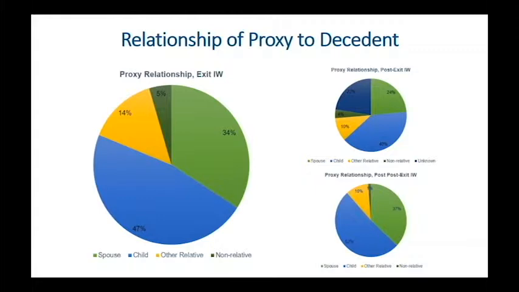That 5% of non-related proxy respondents tend to be caregivers or people working in the institutions in which a respondent died. The distribution of the proxy respondents by their relationship to the deceased HRS respondent is very similar in the post-exit interviews, as shown in the pie charts on the right here. The overwhelming majority of proxy respondents in any of the exit interviews are family members.